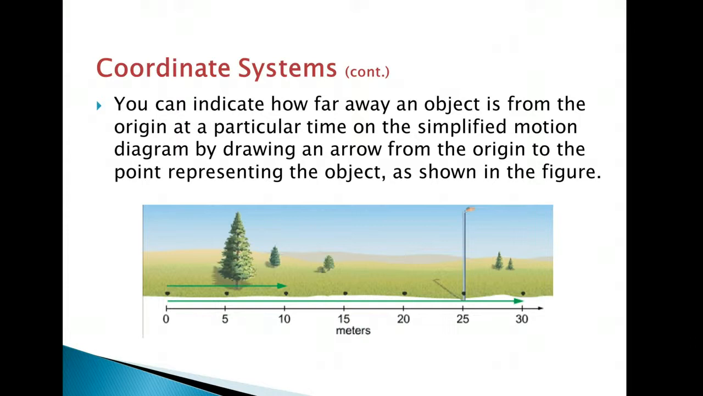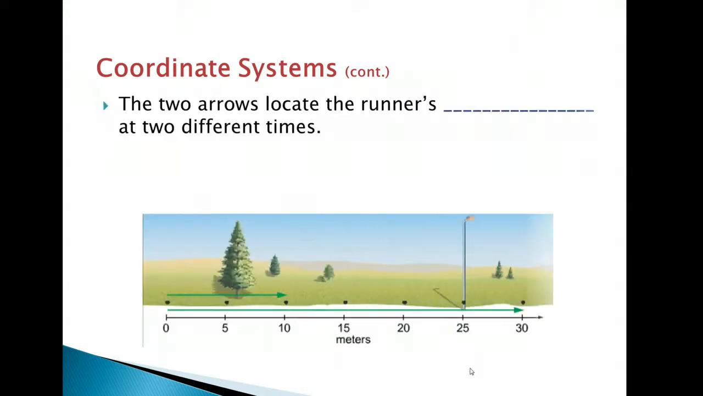So looking at this diagram, this comes into play because both of these arrows are position vectors. They're position arrows. They're starting at the origin, so they're with respect to the origin, and they're drawn to some stopping point. This top one to the 10-meter mark, this bottom one to the 30-meter mark. The two arrows locate the runner's position at two different times. So the runner was here at this particular time, at a position of 10 meters, and then the runner was here at a position of 30 meters. When we say position, we draw these arrows, and we always draw them from the origin.